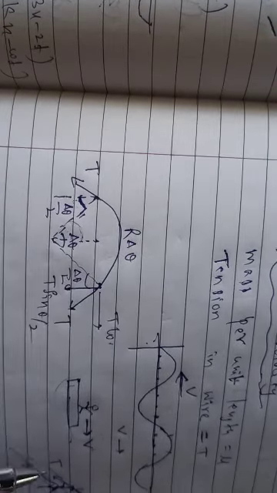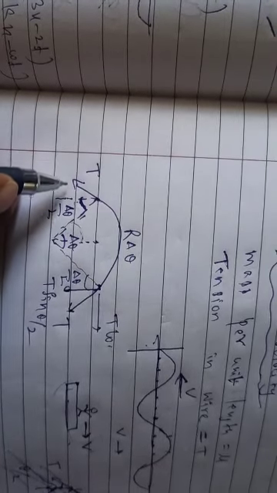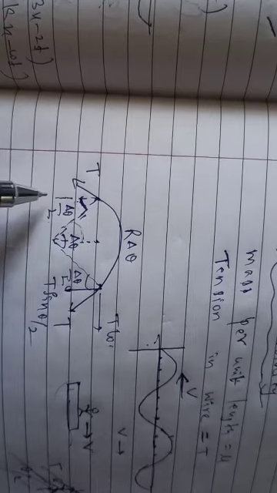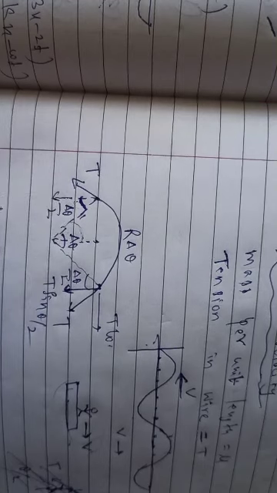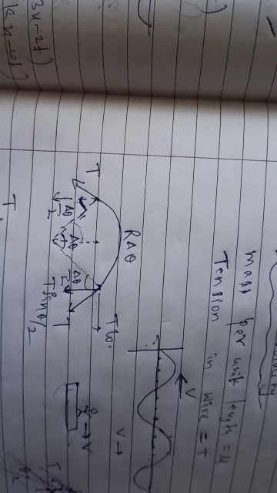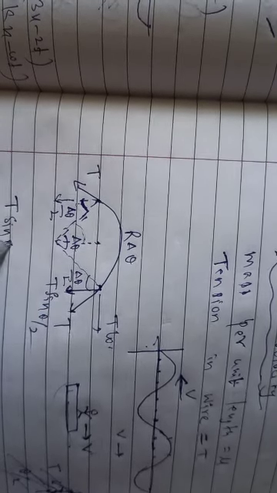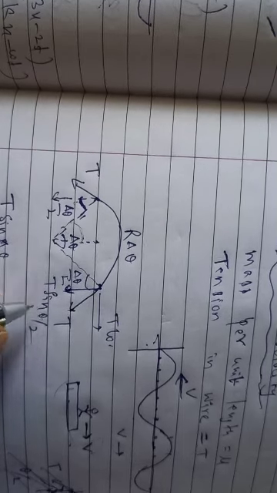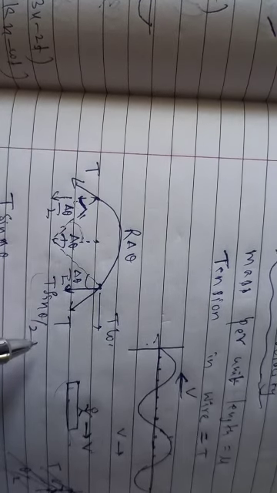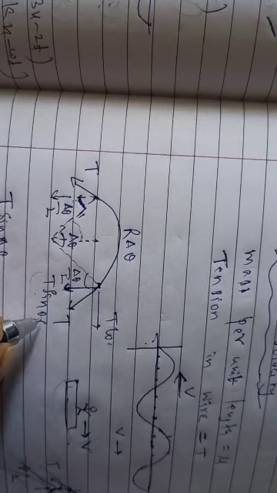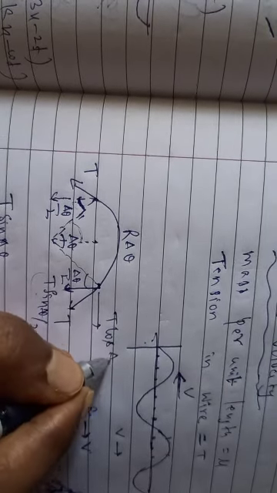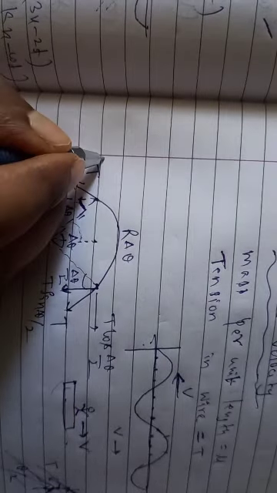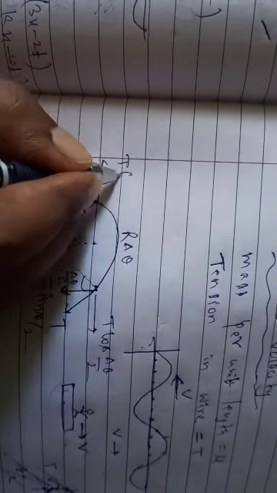Now if you want to find the component toward the center, that will be T sine del theta by 2. The other component is T cos del theta by 2. These horizontal components will cancel out.